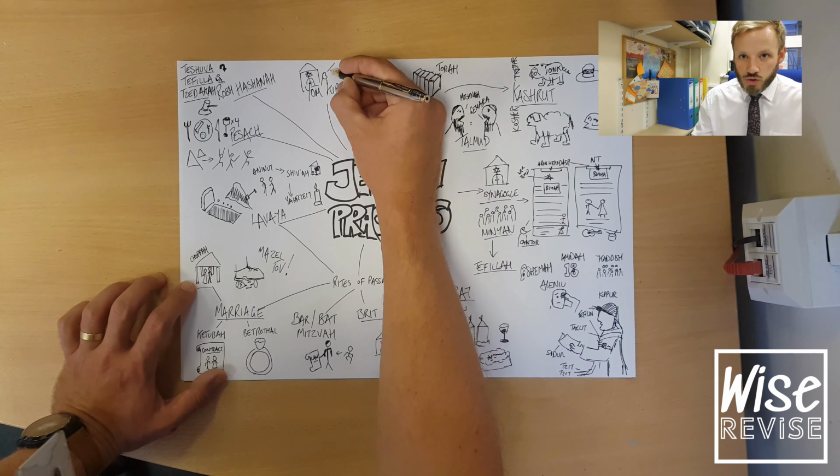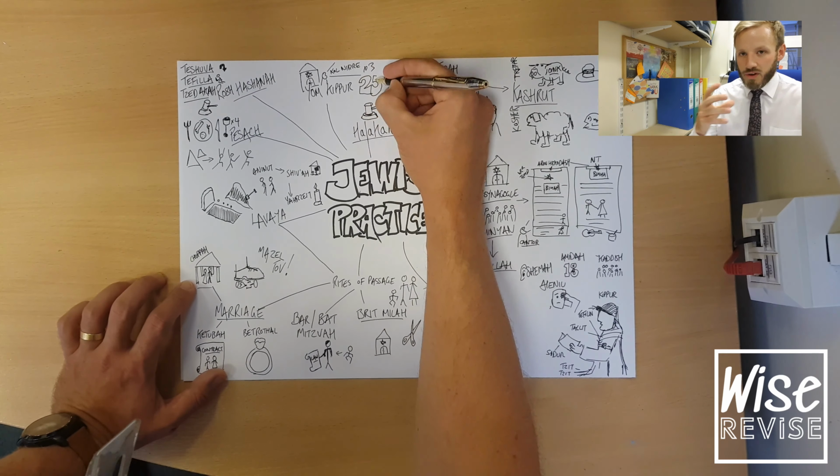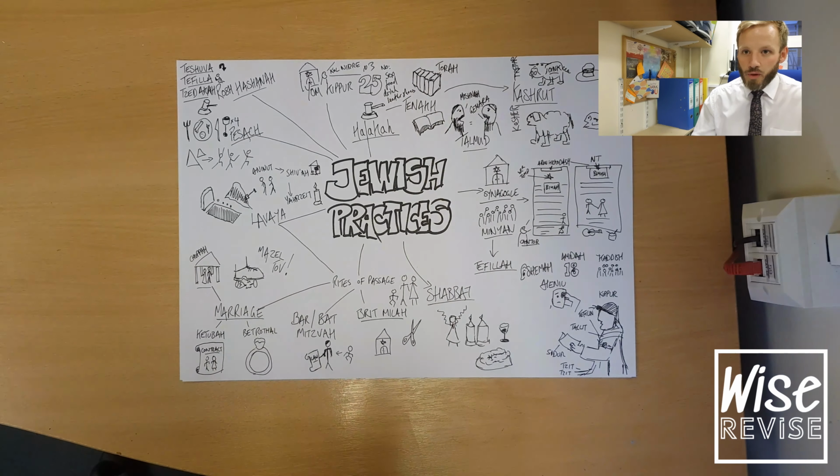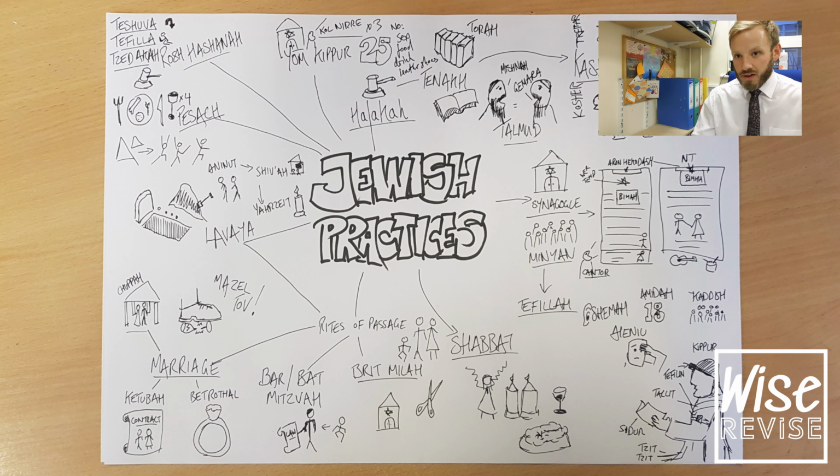Rosh Hashanah with Teshuvah, Tefillah, and Tzedakah, and three simple symbols of those. And Yom Kippur with the 25-hour fast and the trip to the synagogue to hear that special prayer being said, of course, the Kol Nidre.